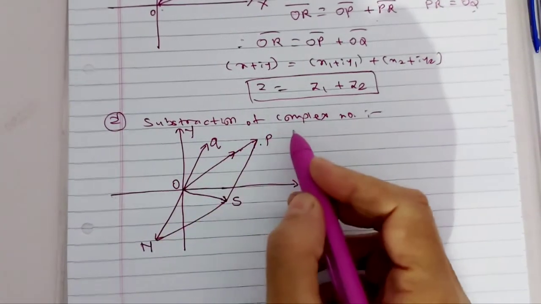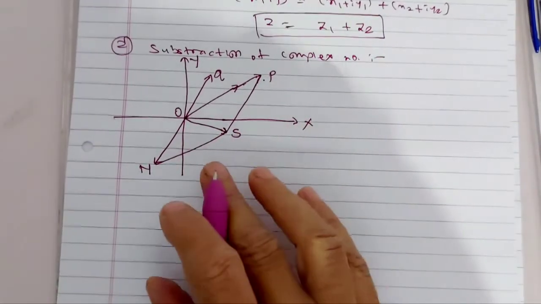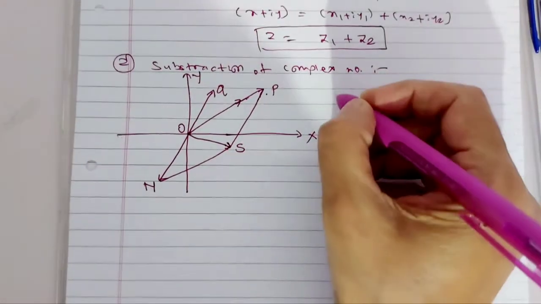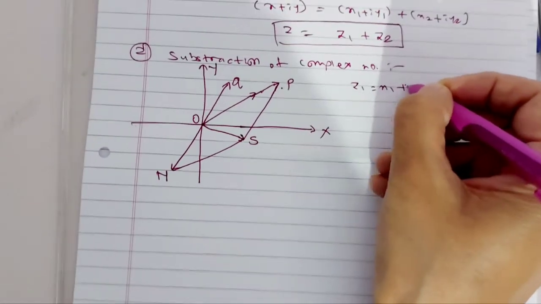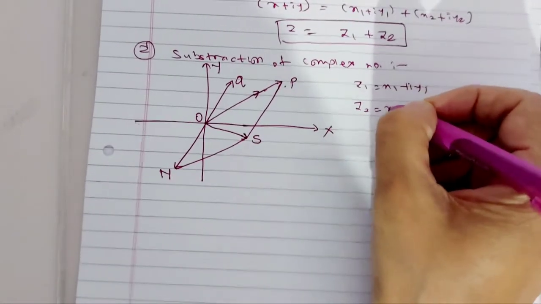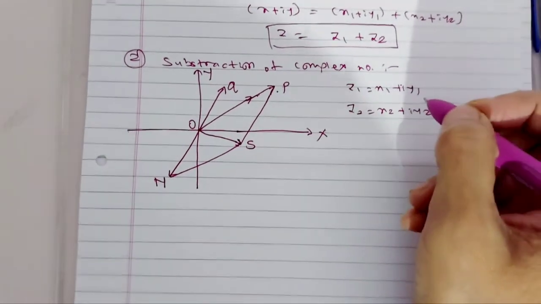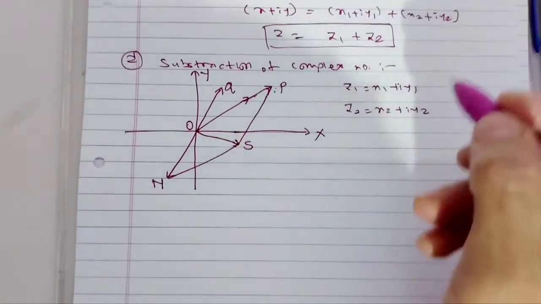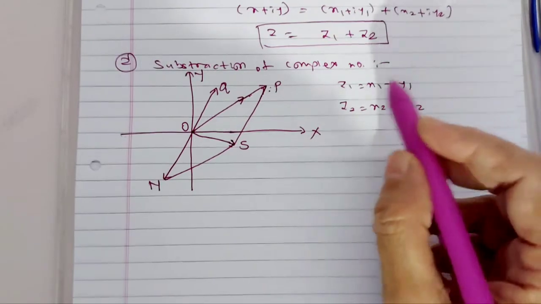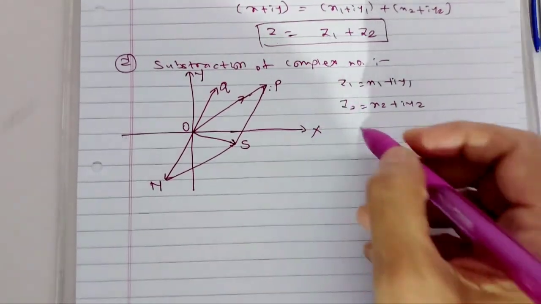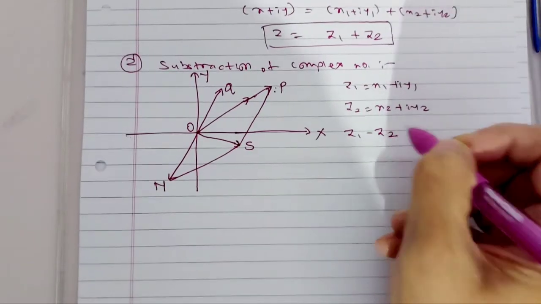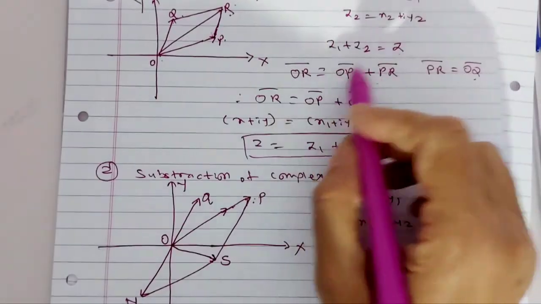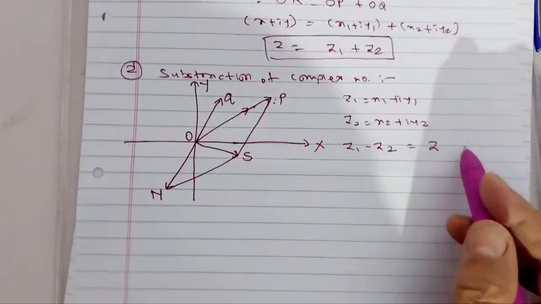See now, subtraction of complex numbers. Here I showed this diagram. What does this diagram mention? That you have two complex numbers, z1 is equal to x1 plus iy1 and z2 is equal to x2 plus iy2, represented by points P and Q. Now, to show this on the Argand diagram, our job is to show the difference z1 minus z2, which is also a complex number given by z. Like here we had z1 plus z2 is equal to z, here I want z1 minus z2 is equal to z.